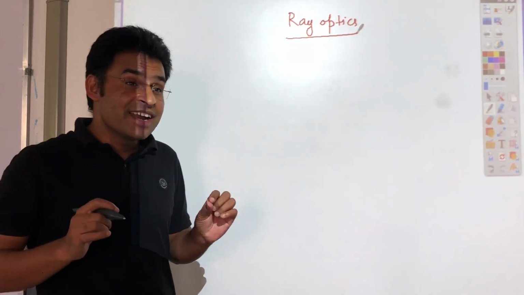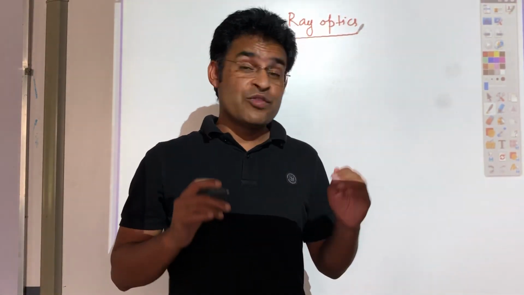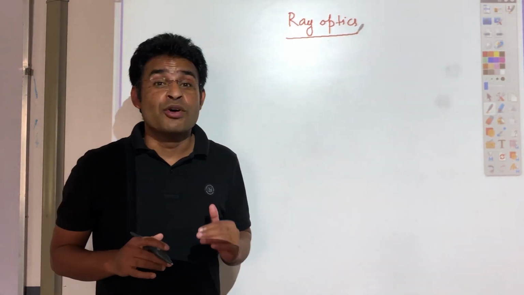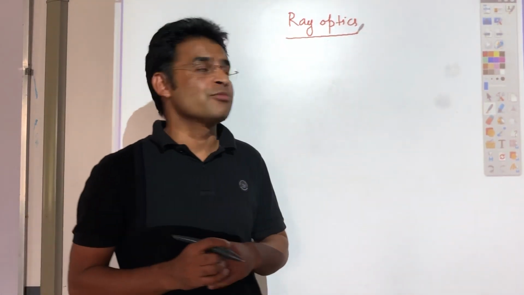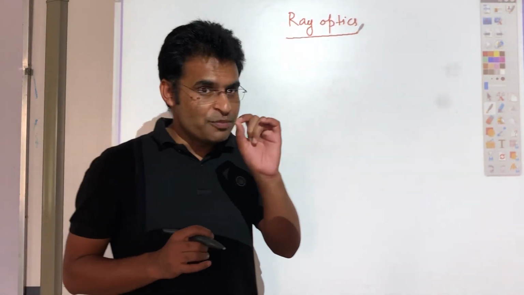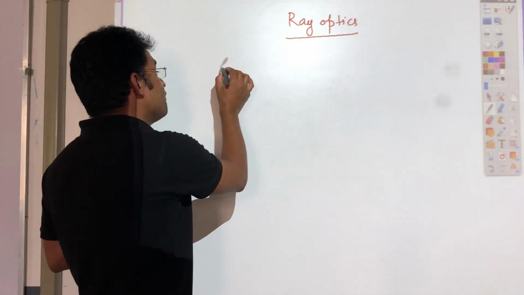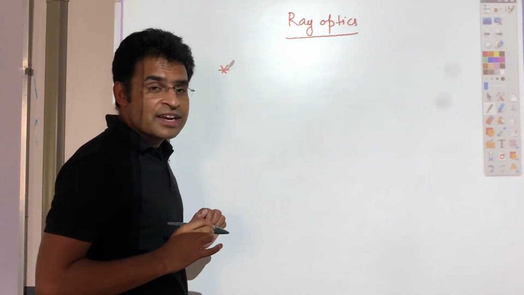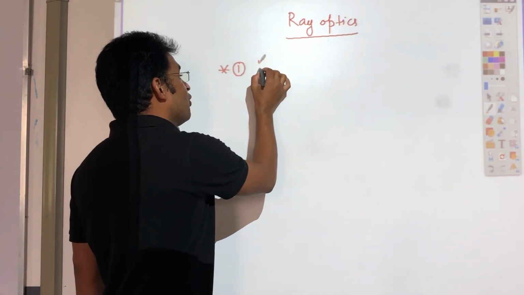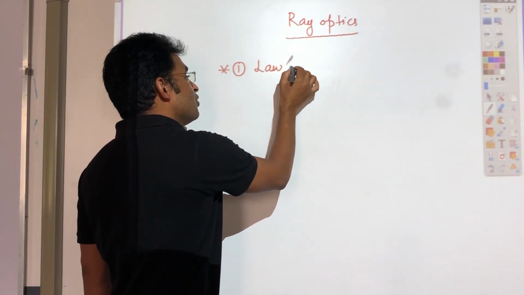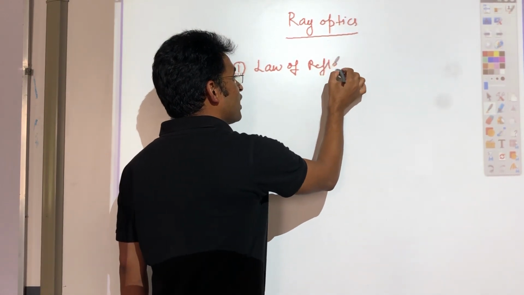We assume that light is a combination of so many tiny particles, and we also assume that light moves in a straight line. Obviously it's not, but we assume that light moves in a straight line, and it's a combination of so many tiny particles. So there is one law to explain this particle nature of light. That first law is the law of reflection.